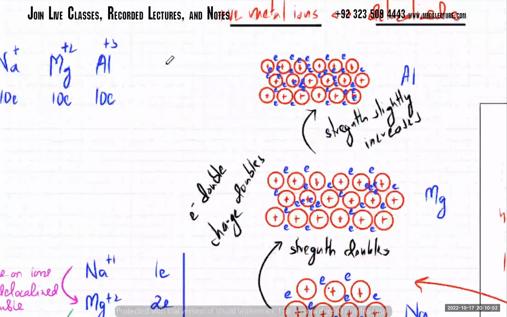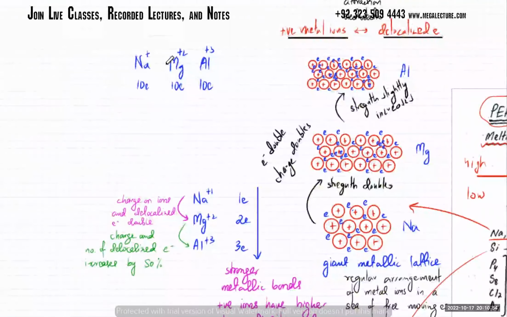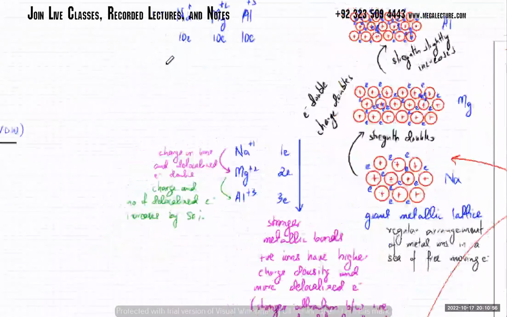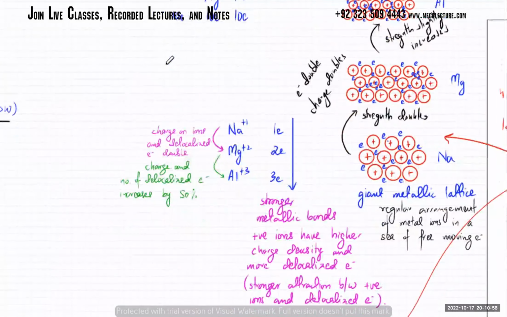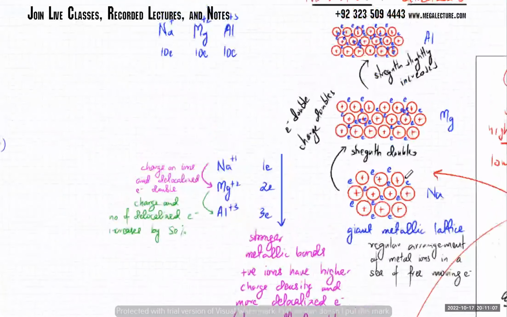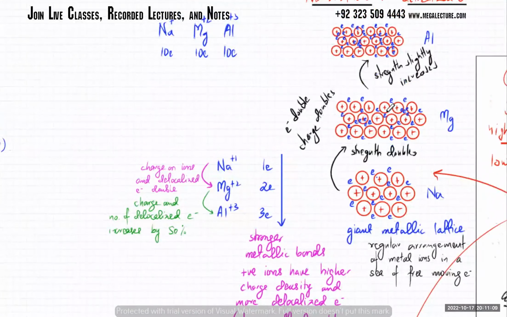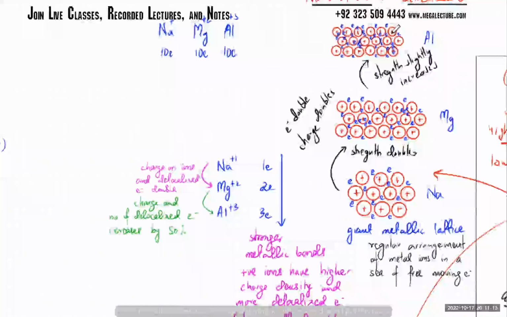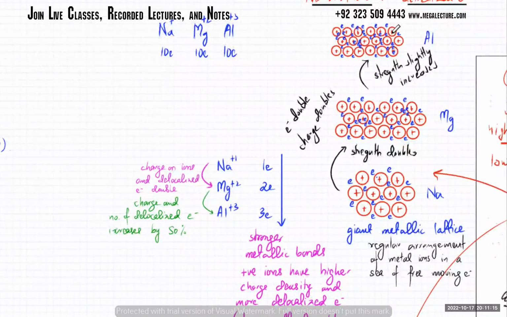And the number of delocalized electrons will be a lot greater as well. So you've got stronger metallic bonds. The positive ions have a higher charge density, and you've got more delocalized electrons, so there's stronger attraction. So sodium is going to have a lower melting point. Magnesium is going to have an even higher melting point. Aluminium, on the other hand, will have an even greater melting point. Is this clear? Yes, yes.